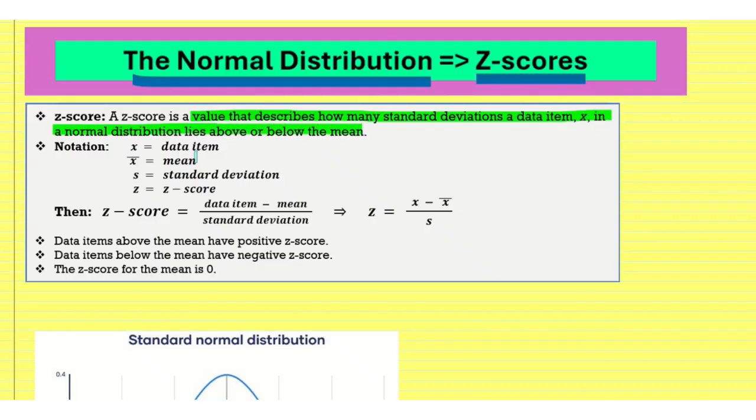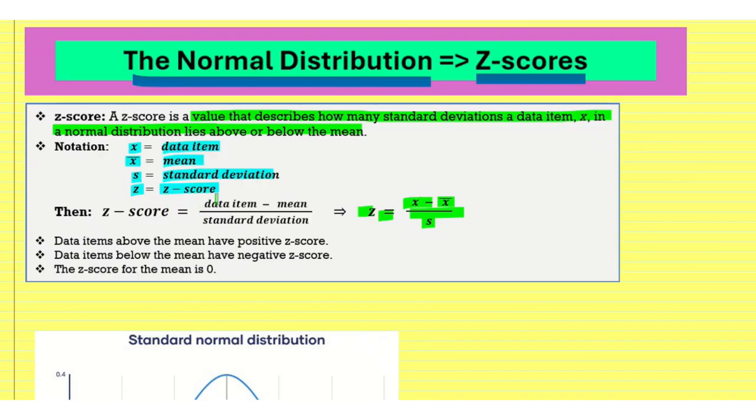And of course, here are all the pieces and parts. The X stands for the data item or the number that they want you to pay attention to. The X bar means the mean of that data group. S stands for the standard deviation, and Z stands for the z-score. Specifically, we have this formula: Z is equal to the data point minus the mean, divided by S.